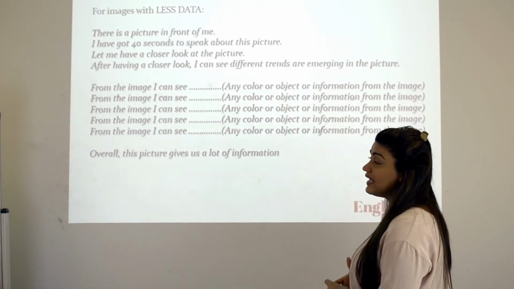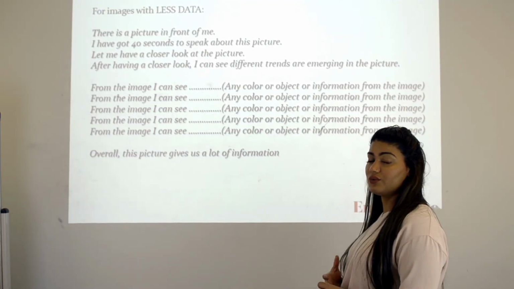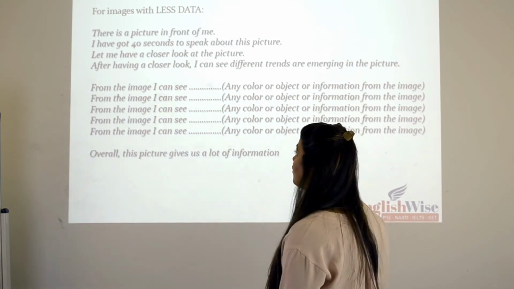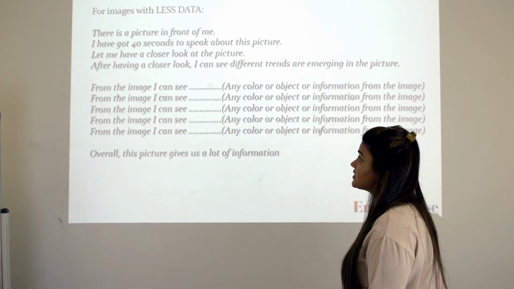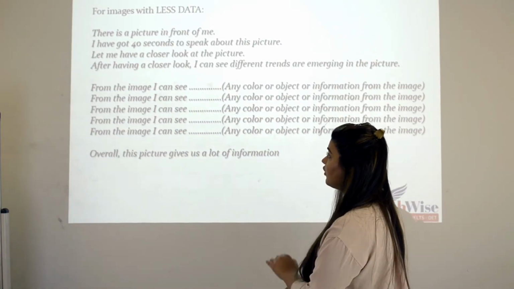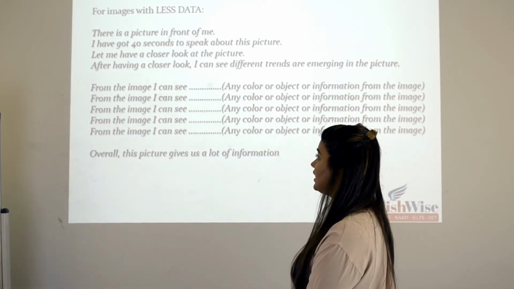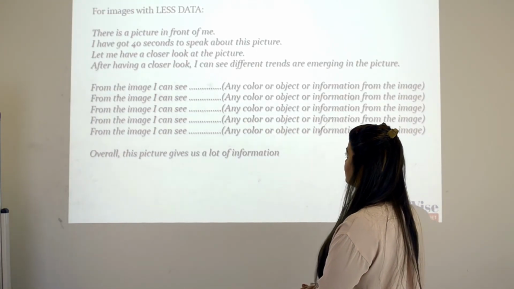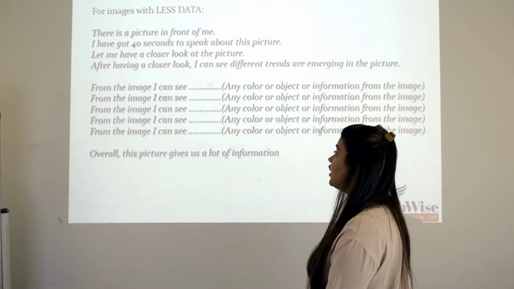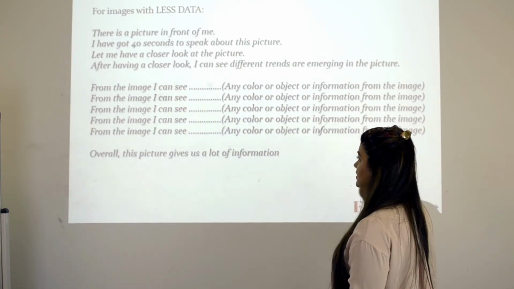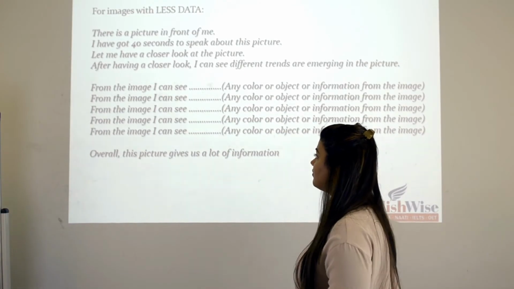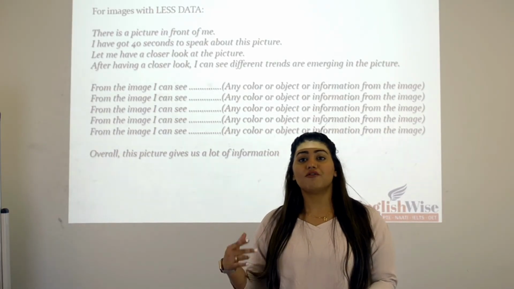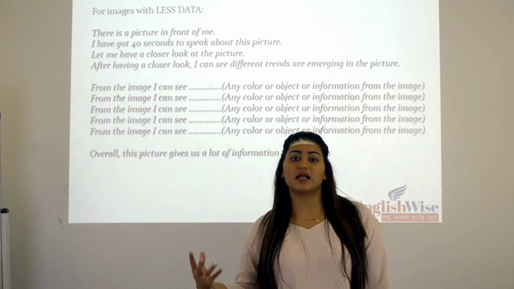For the image with less data, so what we are trying to say over here is, when there's less data in the image, you're going to use this template. There is a picture in front of me. I have got 40 seconds to speak about this picture. Let me have a closer look at the picture. After having a closer look, I can see several trends are emerging in the picture. From the image, I can see, you can say any color or object. From the image, I can see this. Overall, the picture gives a lot of information. Now, this is for the image that is having less data.